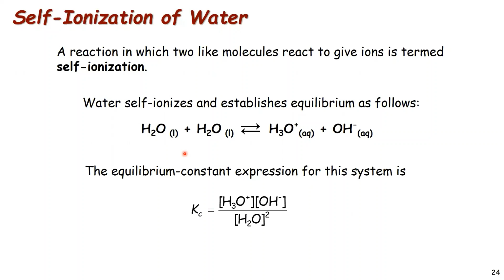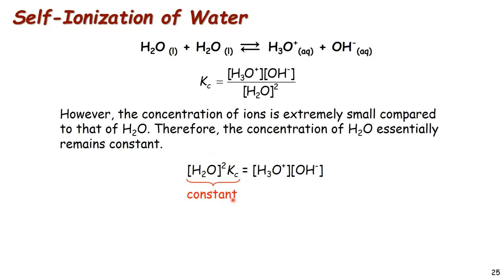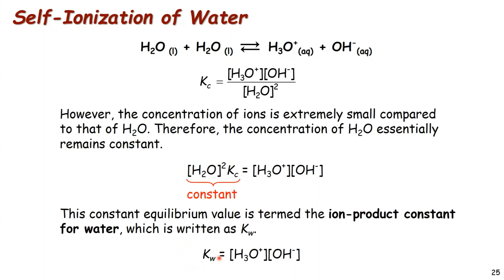So that's why pure liquids and pure solids don't appear in equilibrium constant expressions, because they're just constants. So basically what we could do is rearrange this equation. We could put the H2O over here, which is remaining constant. The equilibrium constant is going to be constant at the same temperature. So we're going to put all this together, and we're going to call that Kw. So this is what we call the ion product constant for water.